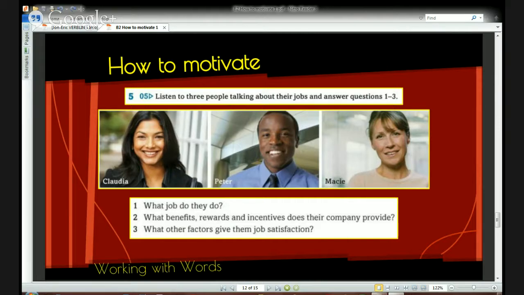Okay. And let's see. Yuki, is everything okay? Because you keep disappearing. Can you hear me? Yeah, there we go. Number 3, please. What other factors give them job satisfaction? Okay, very good. So I want you to listen actively to try to answer those 3 questions. Okay? We'll see if we can answer them after one listening.